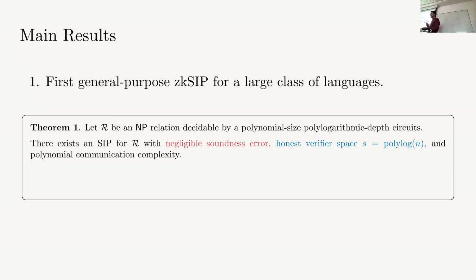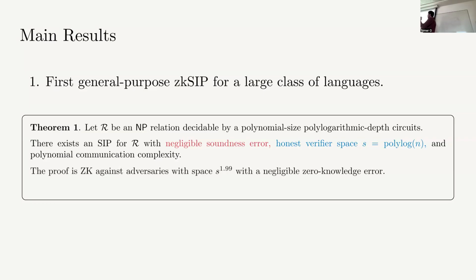Now here, as I mentioned, the communication complexity is polynomial, which hopefully in the future we can improve on. And there is a nearly quadratic gap between the space that the honest verifier needs in order to execute the protocol, and that of the verifiers we are zero knowledge against, which have space quadratic in the honest verifier. And we also get a negligible zero knowledge error. And as a bonus, the prover is also efficient, which we don't care about as much, but it's always nice to get efficient algorithms. So this is our main result.